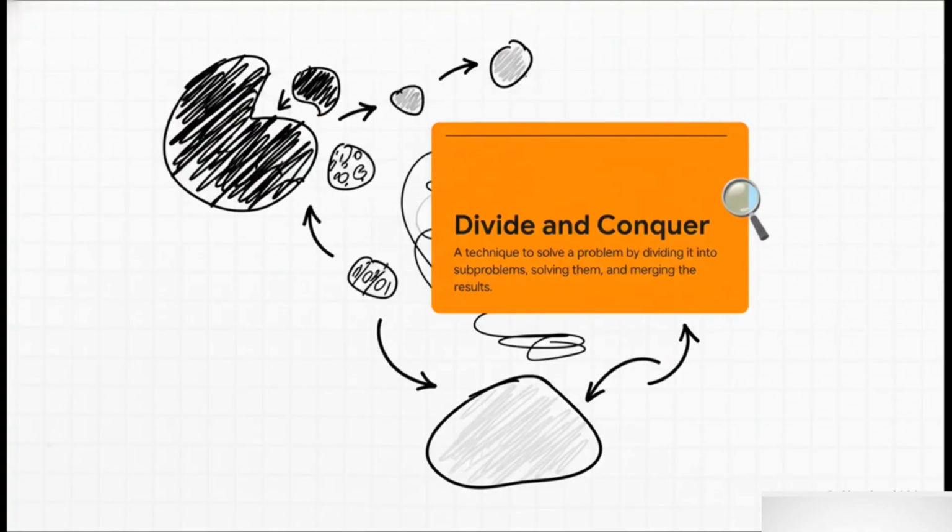At its core, the divide and conquer algorithm is pretty much exactly what it sounds like. You take a big problem, you break it into smaller, more bite-sized sub-problems. But here's the really important part. Those sub-problems have to be independent from each other. That means you can solve one without messing up the others, which is absolutely crucial for being efficient. You solve each little piece, and then you merge their solutions to solve the original big puzzle.